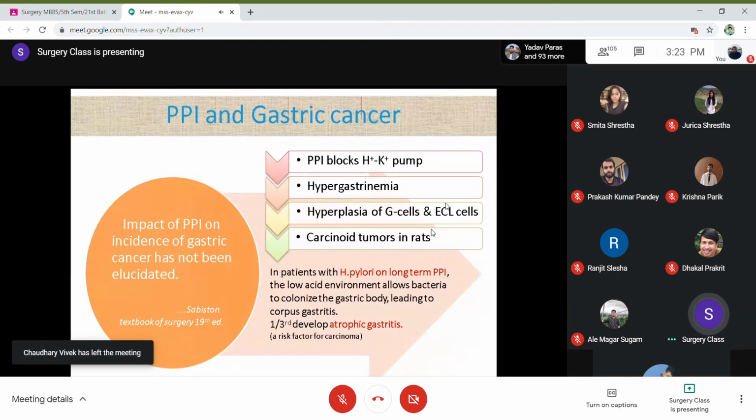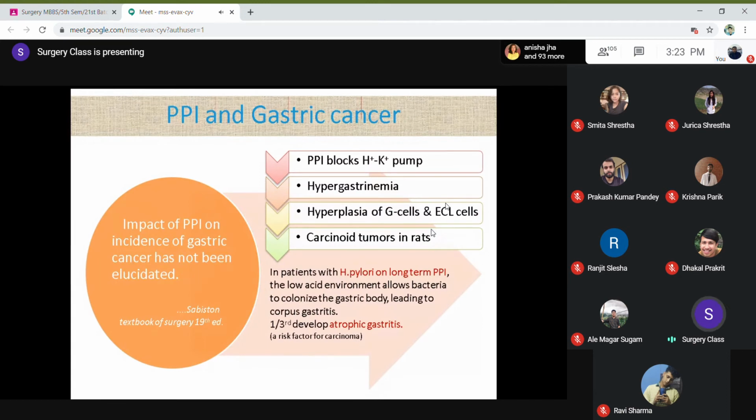Okay, and then carcinoid. In the patient with H. pylori on long-term PPI, the low acidity environment allows bacteria to colonize in the gastric body, leading to corpus gastritis, and one third of them developed atrophic gastritis. So the PPI use will give rise to all these things. Long-term PPI use is also not good because it may give rise to hyperplasia of the G cells, leading to hypergastrinemia and finally giving rise to various tumorous conditions.